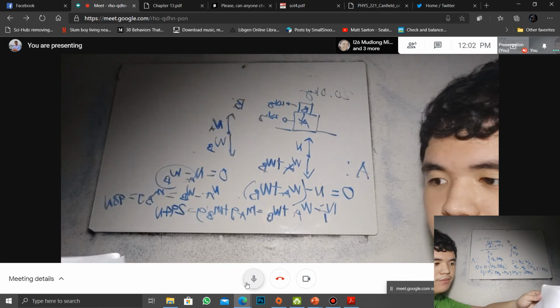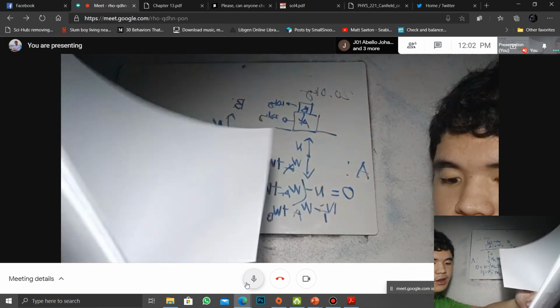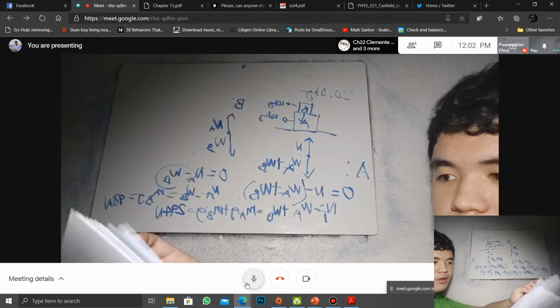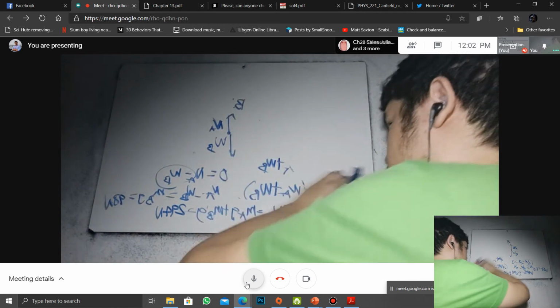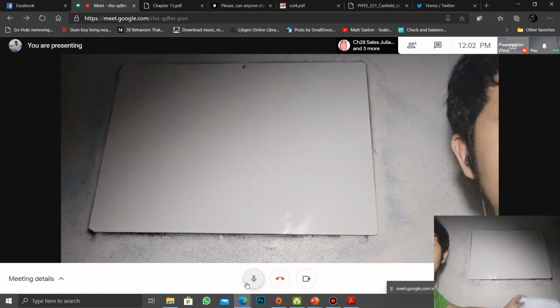Last 4 items or 3 items. Sige. 3A. Let's go to 3A.